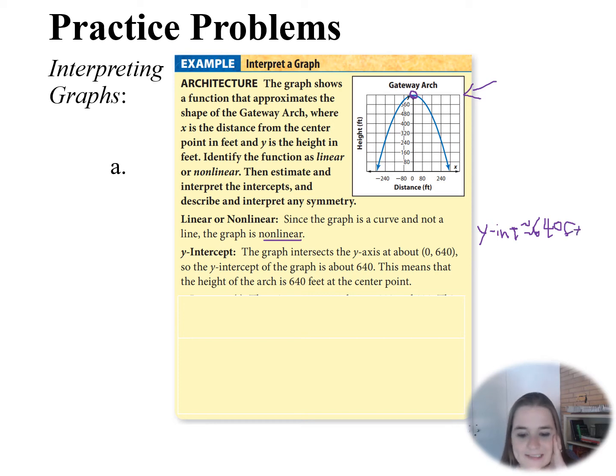What that means is the height of the arch is 640 feet at the center point. That's that part about interpreting the intercept. So that y-intercept 640 tells me height of arch.